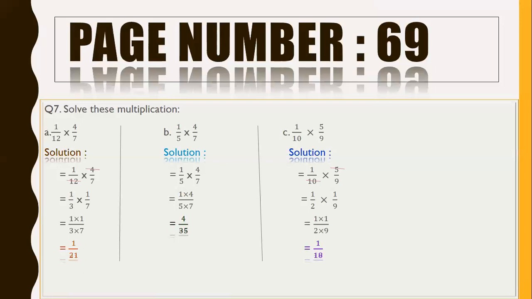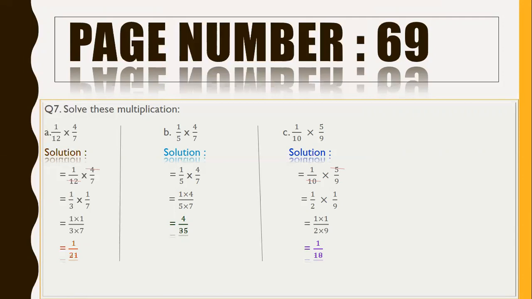Now 1 by 3 and 1 by 7. No cancellation is there. We directly multiply numerator with numerator and both denominators with each other. 1 over 3 sevens are 21. 1 over 21 is our required fraction.